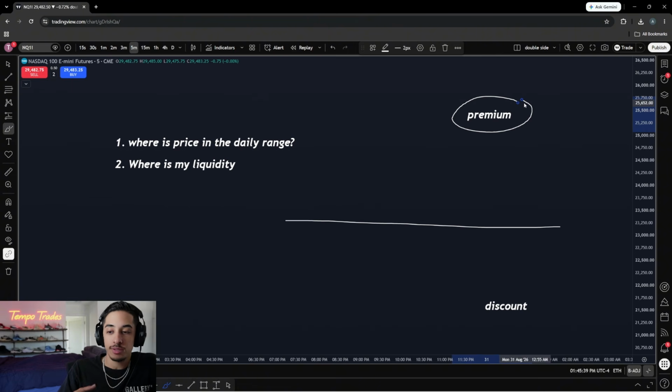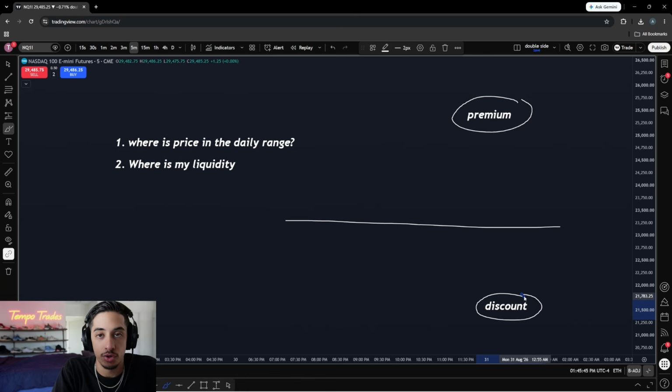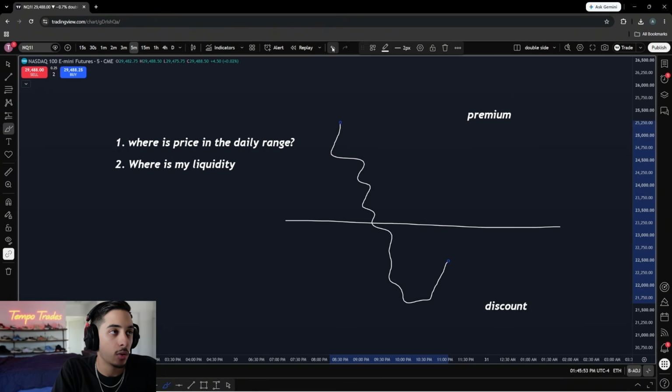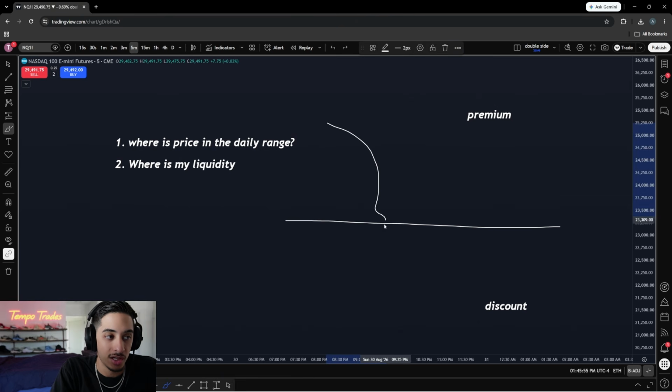You are trading in premium of the range. If you trade at the lower end, it is called discount. You're in discount of the range, okay? Now, the idea is that price will always move whatever it wants to do. It might go up, it might go down, but price will always reverse back to the 50% level. And why is that? Because price rebalances, okay?